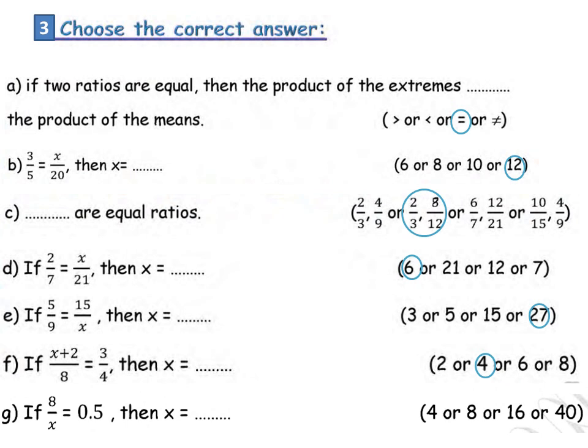Letter G, if 8 over x equals 0.5, then the value of x equals, we can use cross multiplication to get the value of x, as we know that the fourth proportional is equal to 1. Or you can convert 0.5 into a fraction to be 5 over 10. Okay, so we will use cross multiplication. I will use the first method. 8 times 1 divided by 0.5. By using a calculator, it will be 16. Okay, so x equals 16.